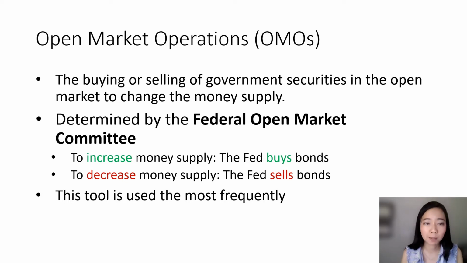The definition of OMO is the buying and selling of government securities in the open market to change the money supply. And it is determined by the Federal Open Market Committee, also known as FOMC. If the Fed would like to increase money supply, then it will buy government bonds. If the Fed would like to decrease money supply, then it will sell government bonds. This tool is the most flexible and thus used most frequently.